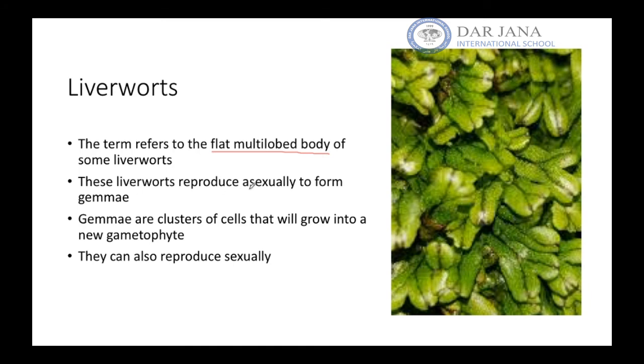Liverworts have the ability to reproduce asexually by forming a structure called gemmae. Gemmae are clusters of cells. They grow on the gametophyte, and they grow to become a separate plant. Also, liverworts have the ability to reproduce sexually.